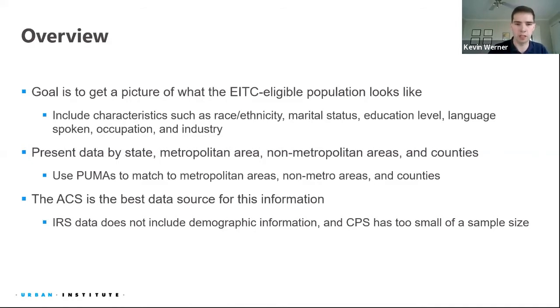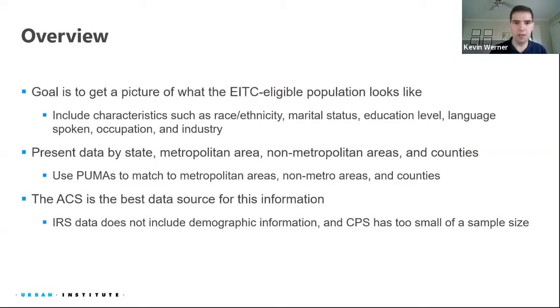And the reason why the ACS is the best source of data for this project was, of course, the CPS has too small of a sample size to get reliable estimates when we start talking about counties and especially some non-metropolitan areas. And while the IRS does have public use data, it does not have demographic characteristics on that. So the ACS is the best choice.